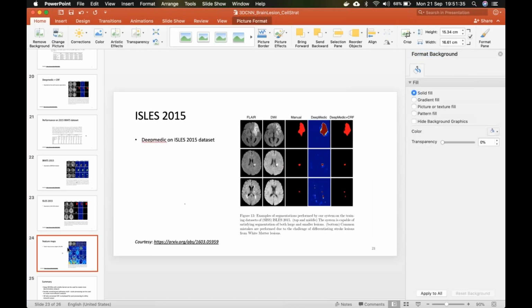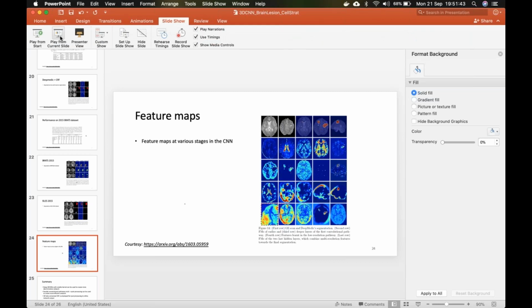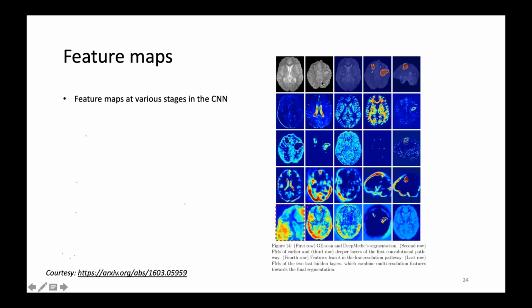So here is the feature map that we can see. At each stage, what are the observations? What are the various features that are extracted that can be seen over here? First row, the scan and DeepMedic segmentation. Second row, feature maps of the earlier layers. So second row, these are the feature maps.